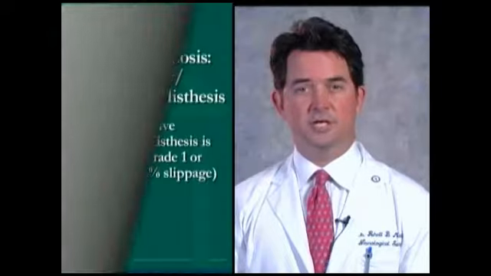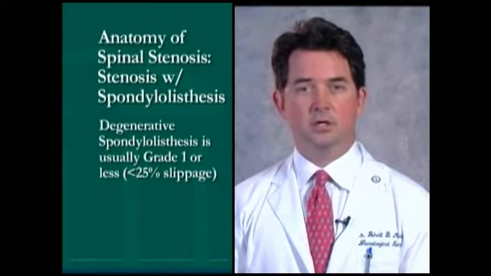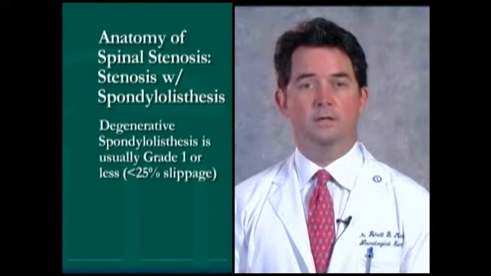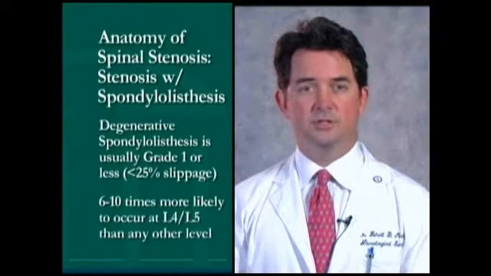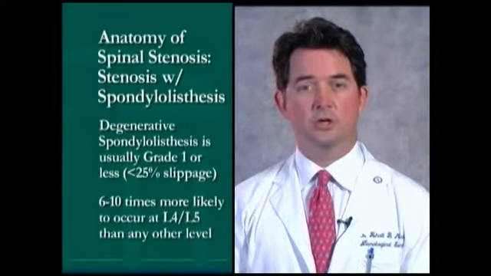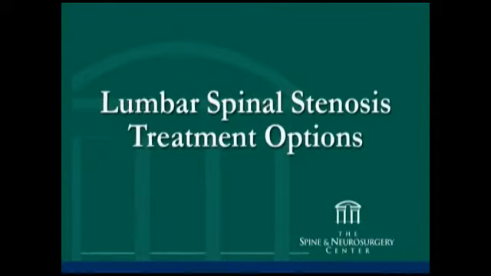The spondylolisthesis that occurs with lumbar spinal stenosis usually only occurs to a level of grade 1, which is less than 25% slippage. This is 6 to 10 times more likely to occur at the L4 and L5 level than at any other level. We're now going to discuss treatment options for lumbar spinal stenosis.